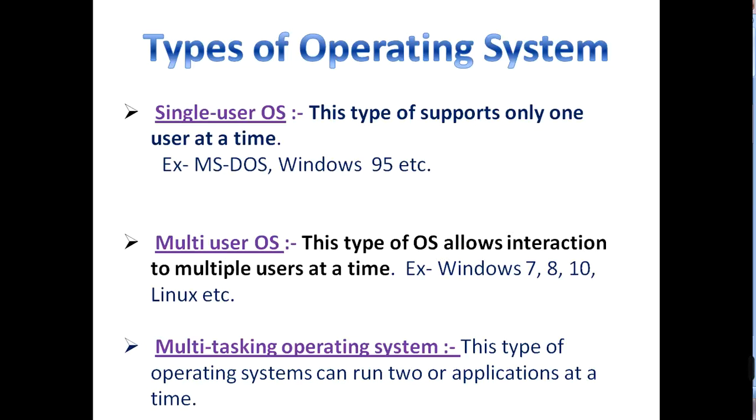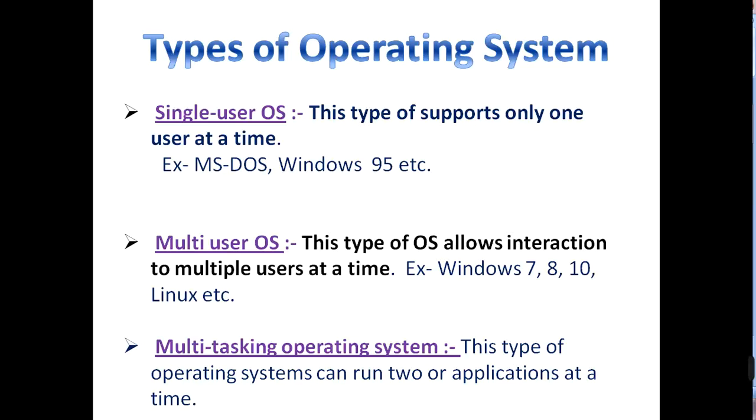So you can see the first type is your single user OS. So as the name suggests, this type of operating system supports only one user at a time. It means only one user can operate that particular computer which has single user OS. For example, Windows 95, MS-DOS, etc.